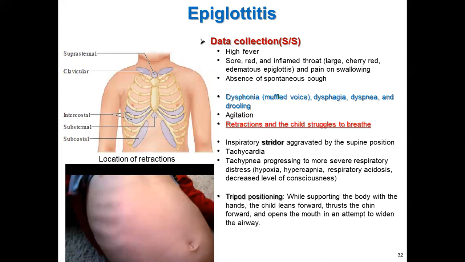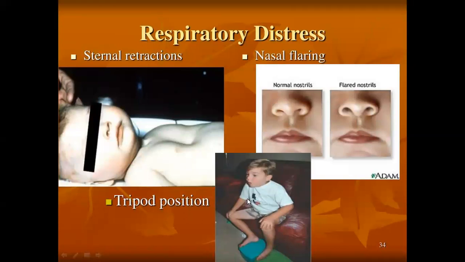And when you see the patient, you can see they are sitting upright, which we call tripod positioning. While supporting the body with the hand, the child leans forward. Like in this picture, the child leans forward, two hands over the knee joint, tripod. And here, sternal retraction. And here we can see the normal nostril, but when the baby is trying to get more oxygen, you can see the nostril is more dilated, and it is called flaring nostril.